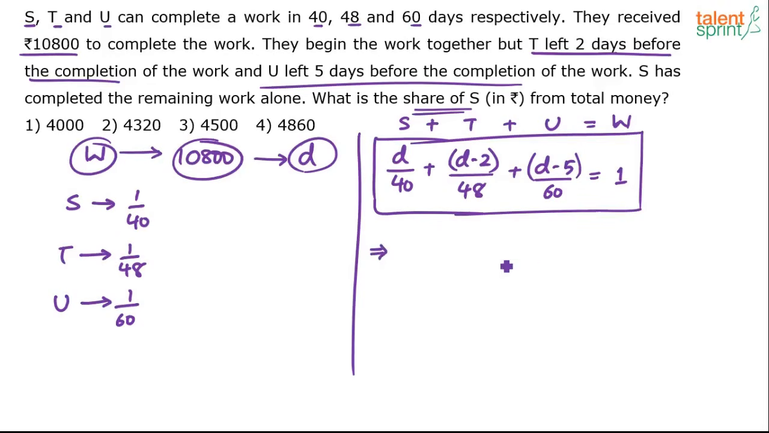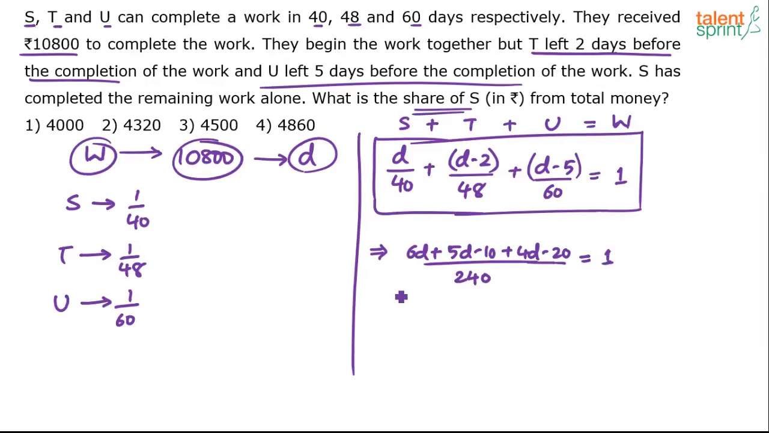So what is the LCM here? I think we can take the LCM as 240, right? Let's take 240. So 40 goes 6 times, 6D. 48 goes 5 times, so 5D minus 10. You understand? 48 is 5 times in 240, right? So 5 into D minus 5 into 2, so 5D minus 10. Plus 60 goes how many times here? 4 times in 240. So 4D minus 4 into 5, 20. Yeah, 4 times of D minus 5, 4D minus 20 equals to 1.